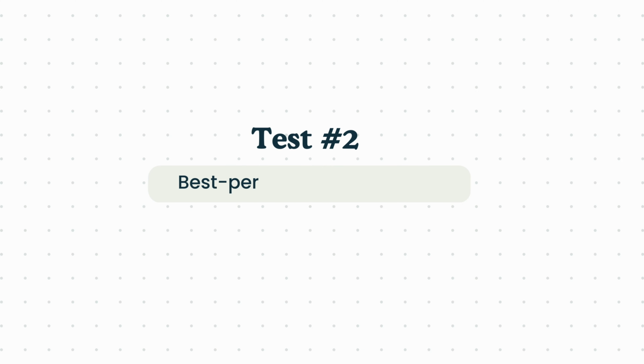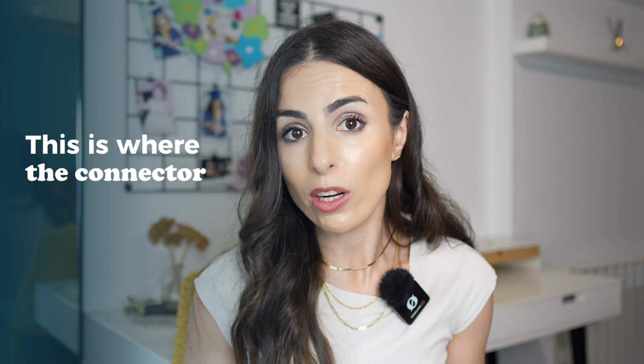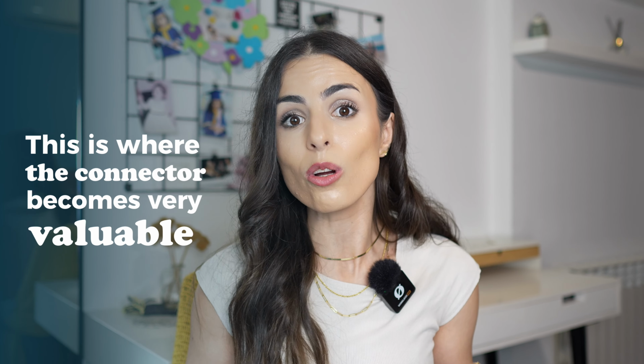Now, let's say, for example, I want to know which campaigns performed the best for me last year. So this is exactly what I'm going to ask ChatGPT. So I will be using this prompt to ask ChatGPT to pull this information for me. And this is where the connector becomes very valuable. It's not only pulling the information from Omnisend, it's also analyzing it and telling me what it means.